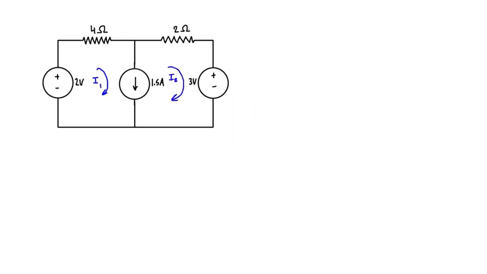These are the mesh currents, but we're not able to use Ohm's law to figure out what the voltage drop is across an independent current source. So this is going to cause some problems with regular analysis, and when you have this type of situation, this is where we do supermesh.